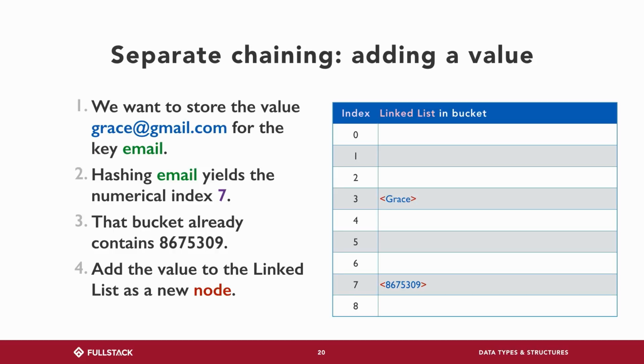Here's how separate chaining works. Instead of just storing a value in each bucket, we actually store a linked list, which will hold the values. So let's go back and say that we have our value grace@gmail.com for the key email. We hash the string email, which yields the numerical index 7, but that bucket already contains an initial list node with the value 8675309. So what we do is we add this value to the linked list as a new node.